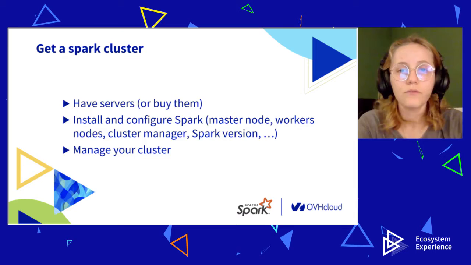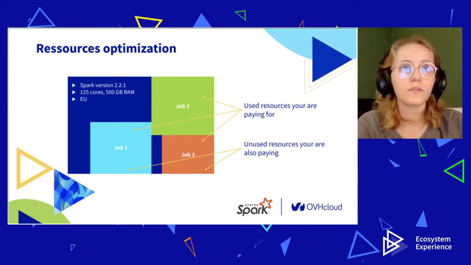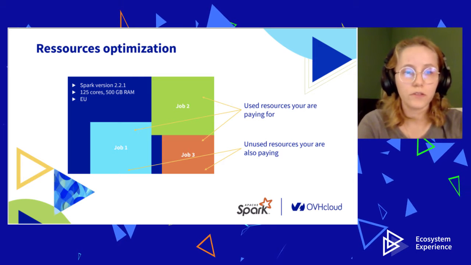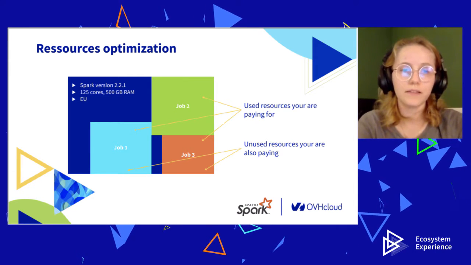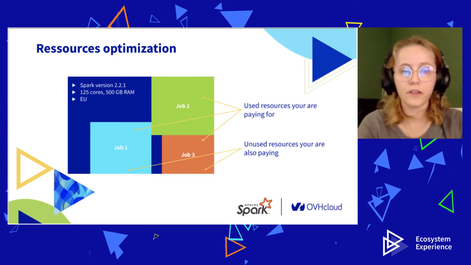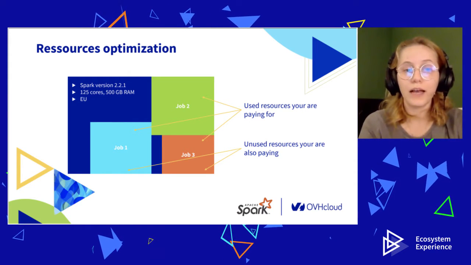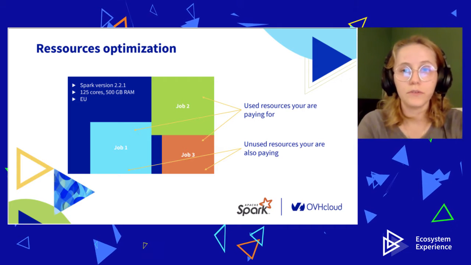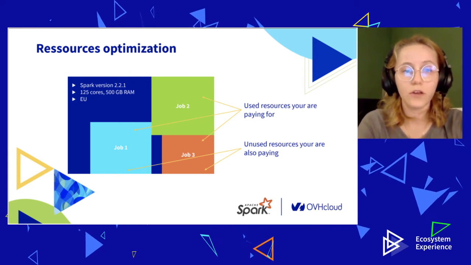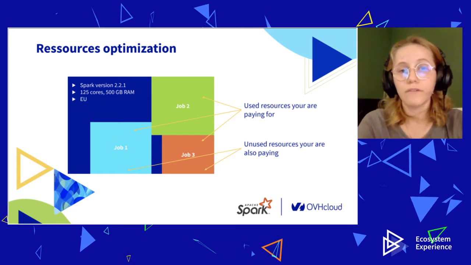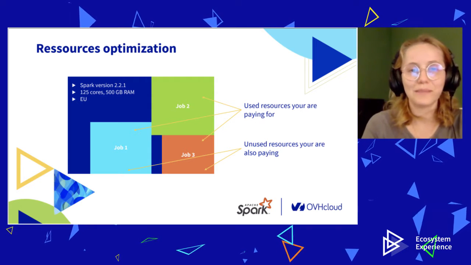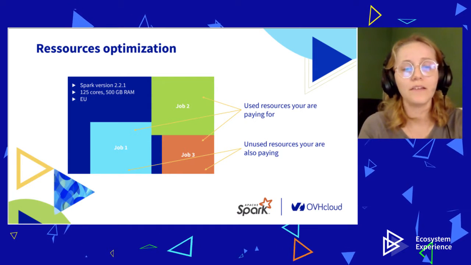But still, when you have your cluster, you have some stuff that are still left to manage. And the first thing we experienced at OVHcloud is that it's quite difficult when you own a Spark cluster to optimize your resources usage. Because if you size your cluster a little too big, then you will have, of course, resources that are used by your jobs, but you will also have to manage the unused resources that you could have used for something else. So it's not that optimized to do a big cluster.